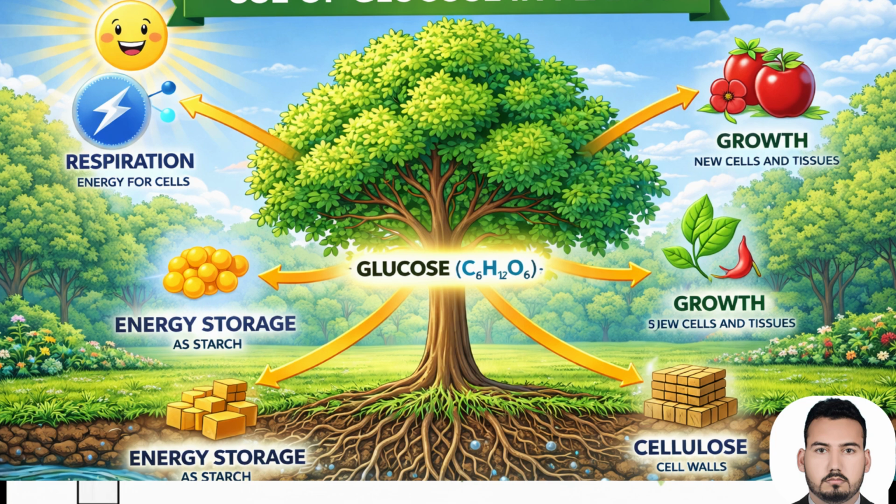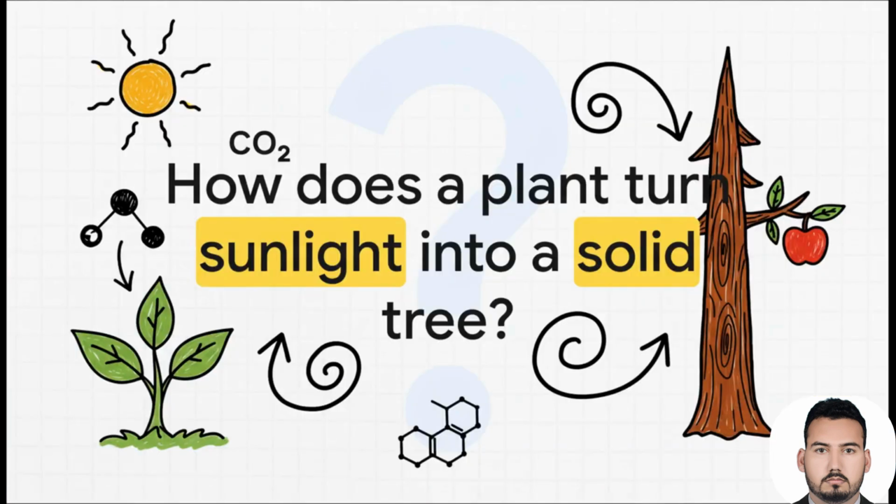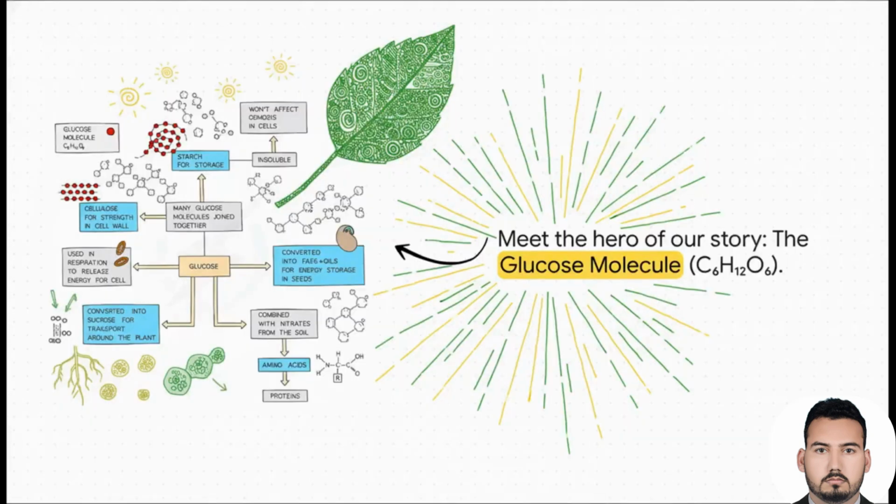Let's get into it. I mean, seriously, think about it. How can you take something as weightless as sunlight and as invisible as air and turn it into solid wood? Or a crunchy apple? The answer isn't a magic wand. It's a single, incredibly powerful little molecule. And here it is, meet glucose. The simple sugar cooked up from just sunlight and air is the hero of our story today.